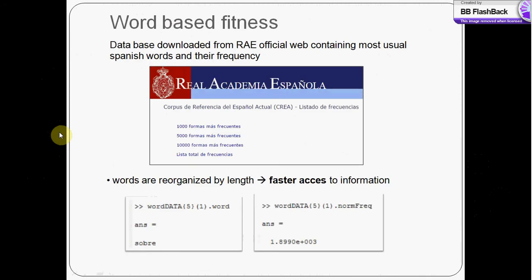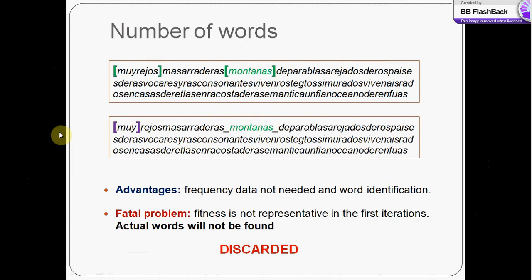For my word-based fitness system, I have downloaded the RAE official database and I have processed it, so it is now organized by word length to get faster access to information. This has been done using cell and structure arrays. And the first possible way of qualification is to count the number of words.